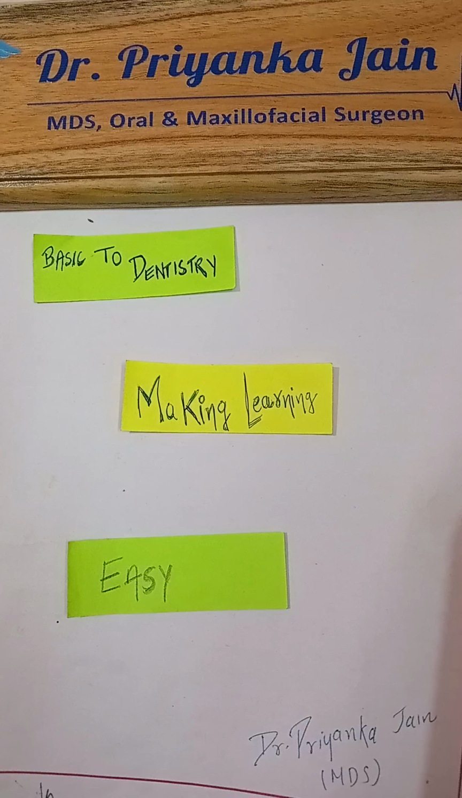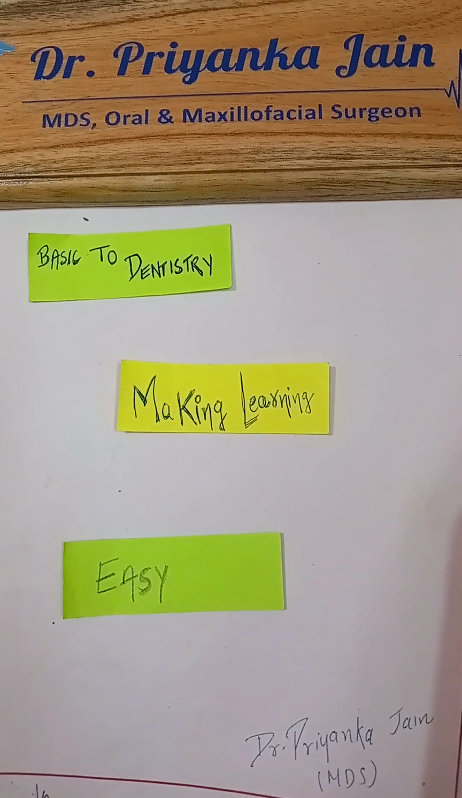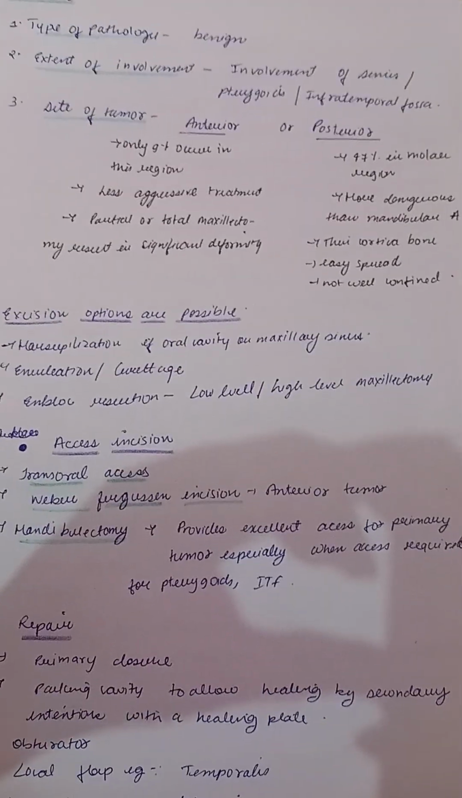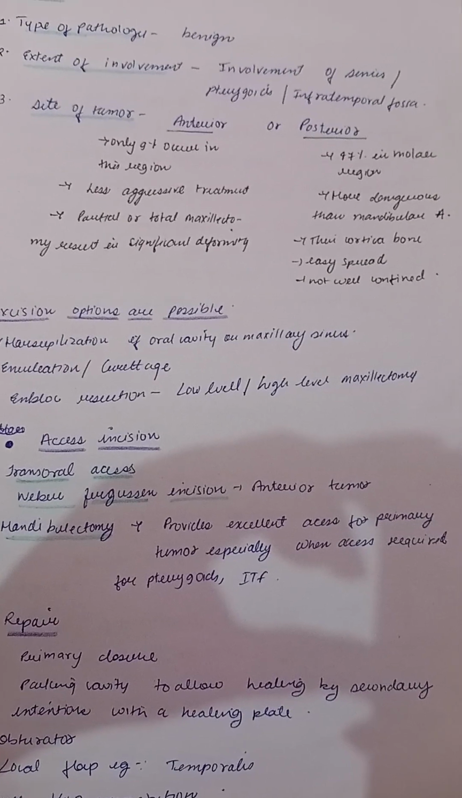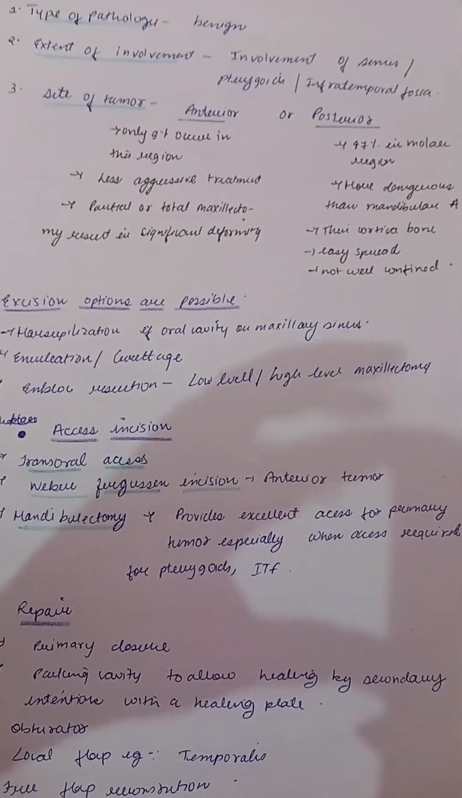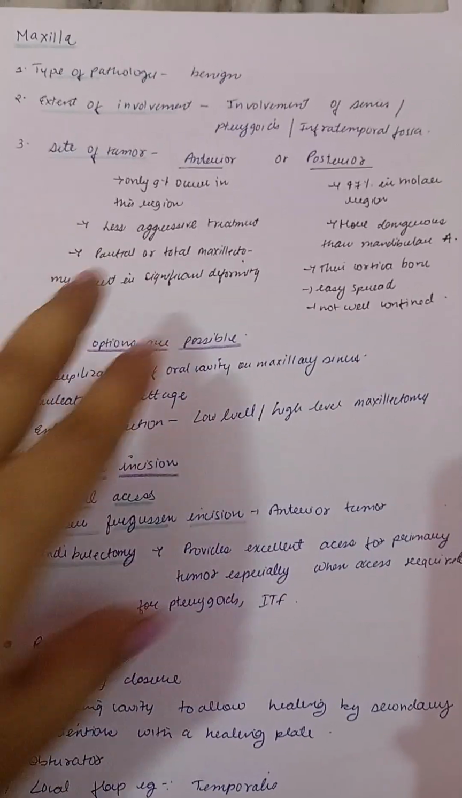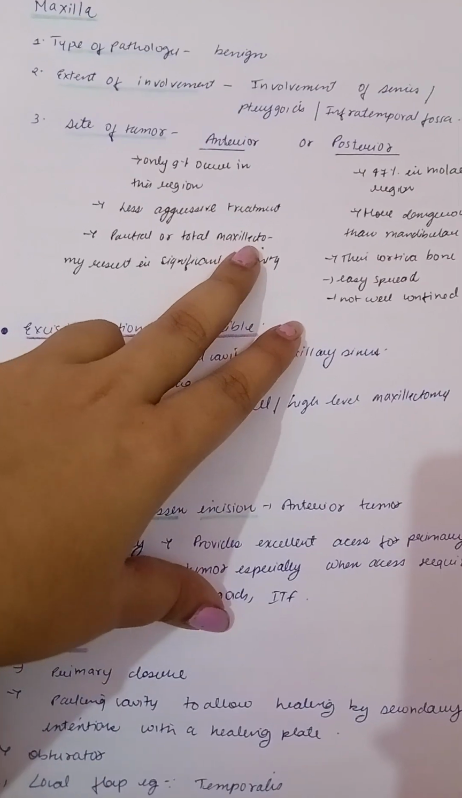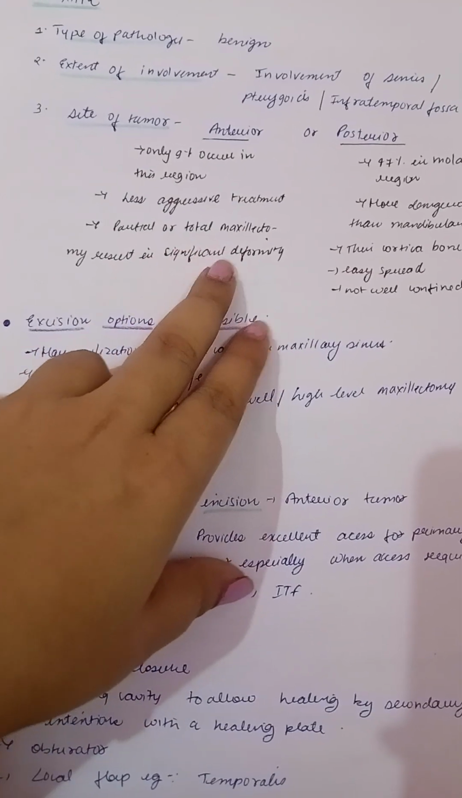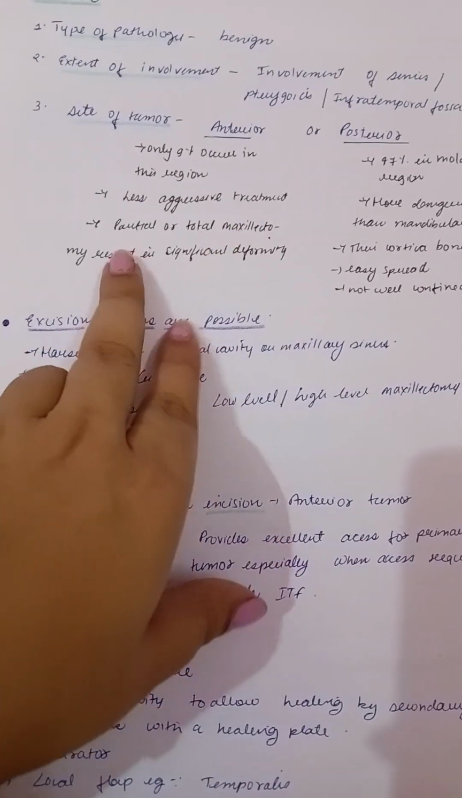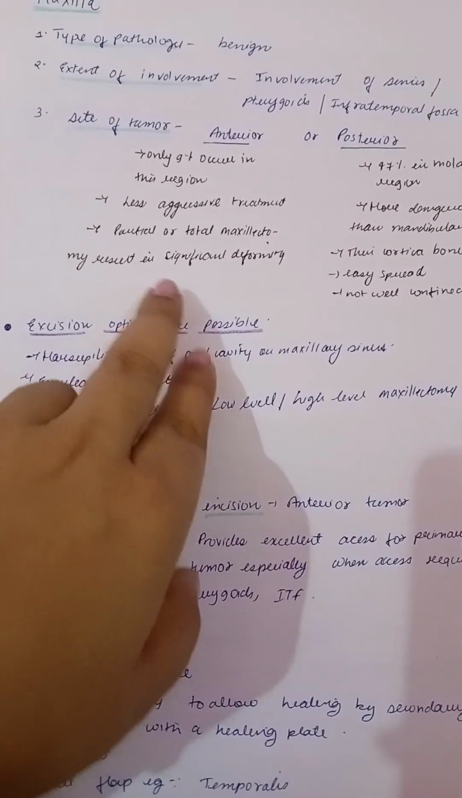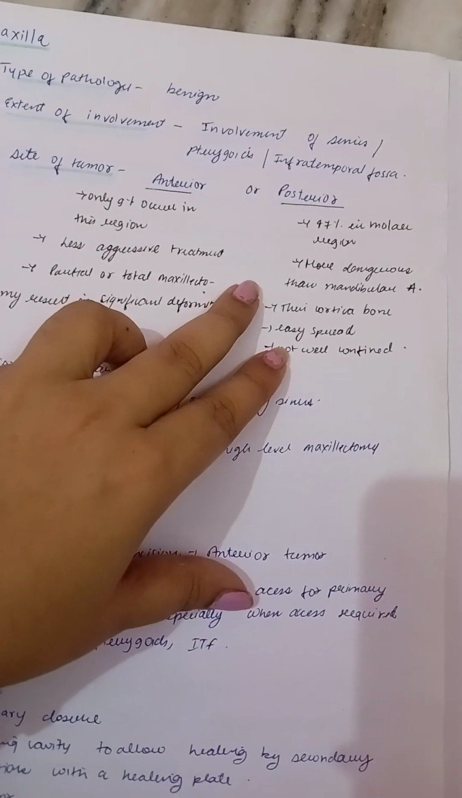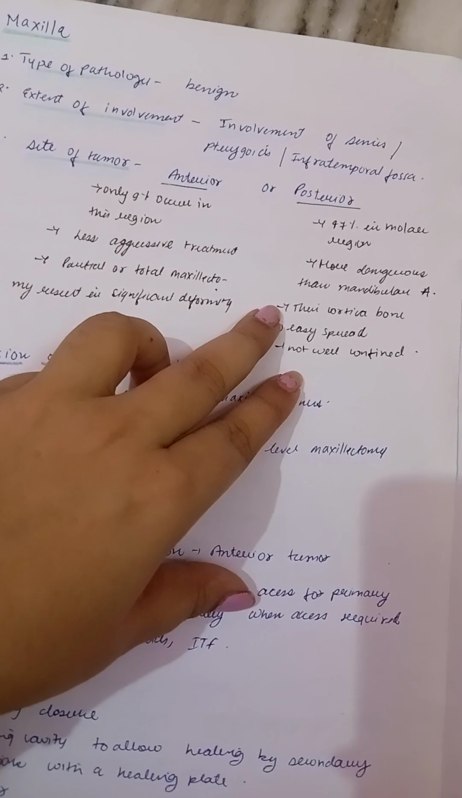We'll be discussing the brief maxillary management of ameloblastoma. Let's start. Type of pathology: it is benign. Extent of involvement: it can involve the sinus, pterygoids or infratemporal fossa. Site of the tumor: if anterior, only 9% occur in this region. It is a less aggressive treatment compared to the mandible, partial or total compared to the posterior. Partial or total maxillectomy results in significant deformity. Posterior, 47% in the molar region, is more dangerous than mandibular ameloblastoma.